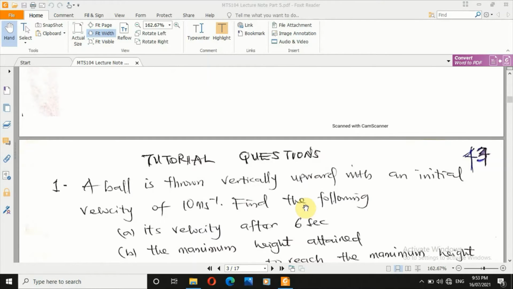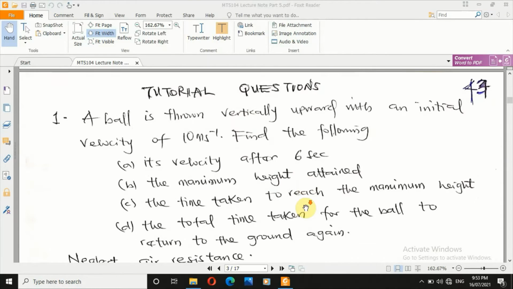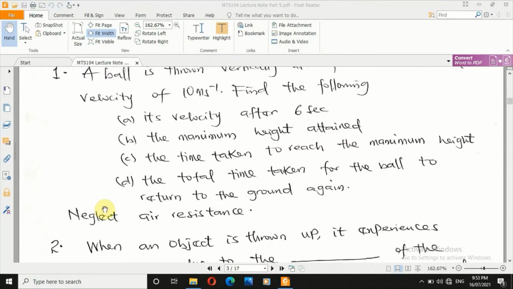So let's take a look at this tutorial question, which is similar to the first one that I've solved, and that is within page 43. The tutorial question is this: a ball is thrown vertically upward with an initial velocity of 10 meters per second. We're asked to find the velocity after 6 seconds, the maximum height attained, the time taken to reach the maximum height, and the total time taken for the ball to return to the ground again. In this case, neglect air resistance.